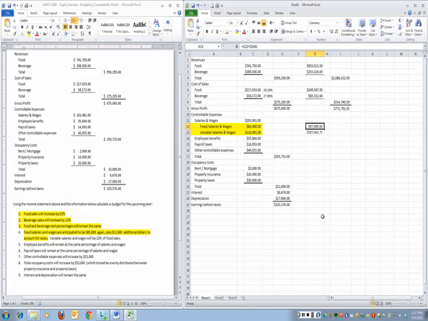So what we have here for salaries and wages total is going to be our variable salaries and wages plus our fixed. And this is our total salaries and wages. So what I'm going to do is extend this highlight just so you can see that we broke up our total salaries and wages into fixed and variable. Okay, so we'll go ahead and highlight this.